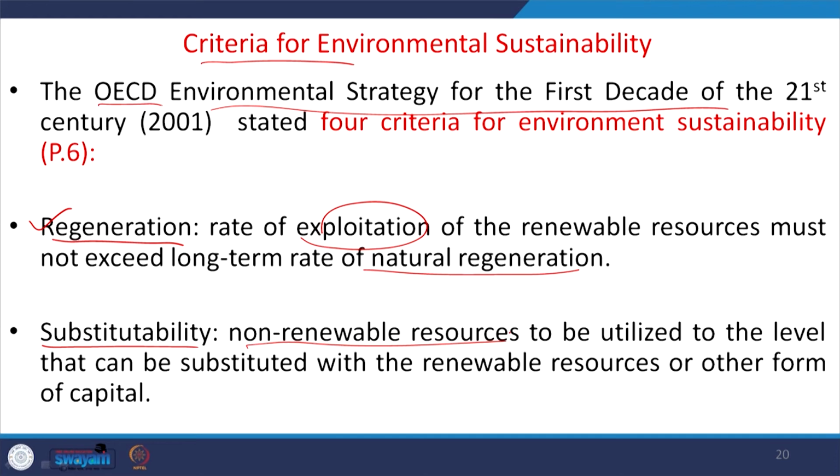So, that means here we are saying this is the case of weak sustainability, that these non-renewable resources can be substituted with renewable resources or other forms of man-made capital, or other forms of capital itself. If it is so, then this environmental sustainability may happen. This is the second criterion.